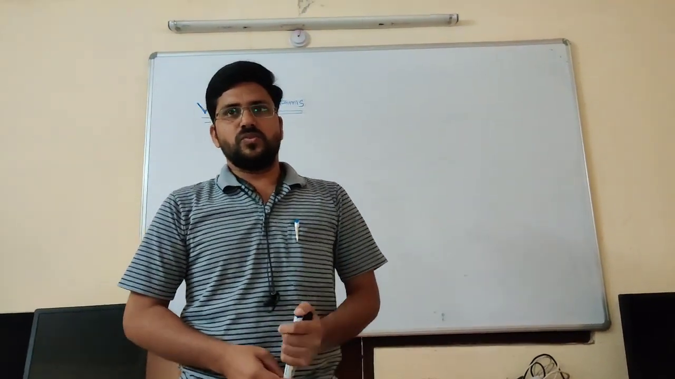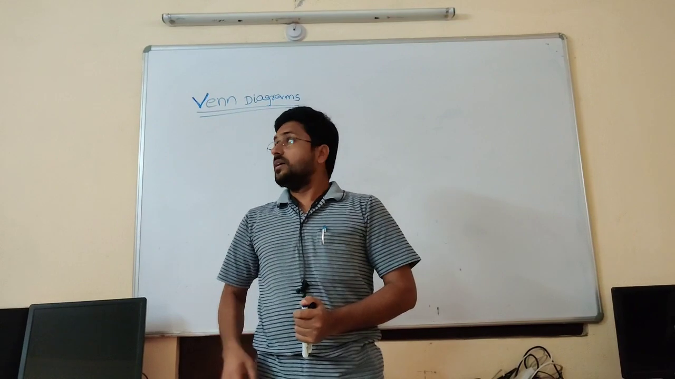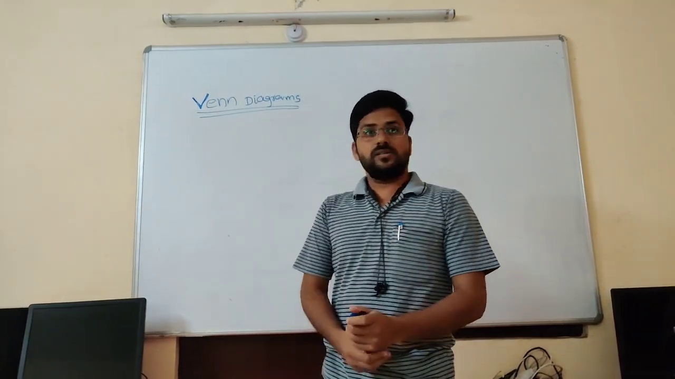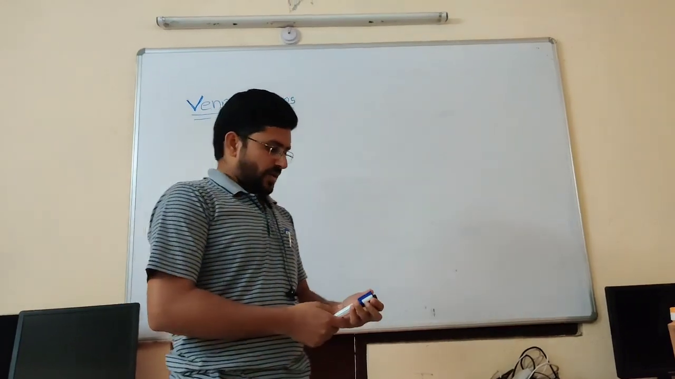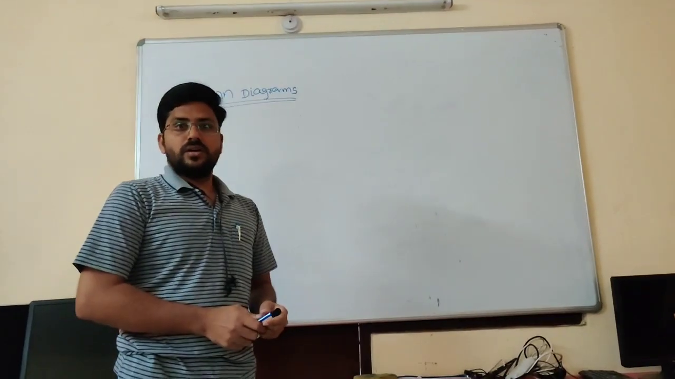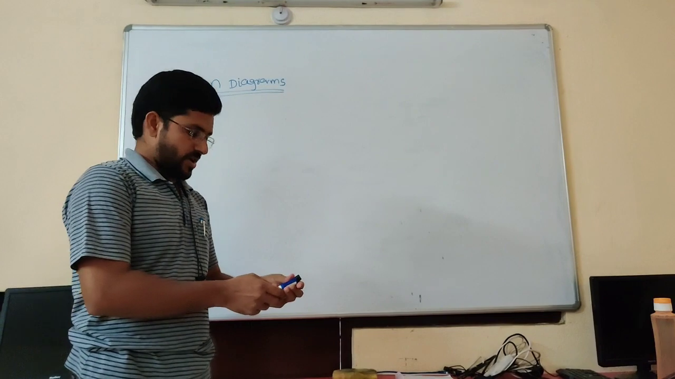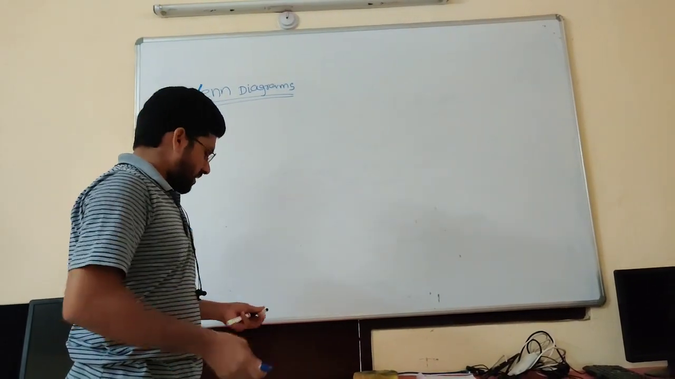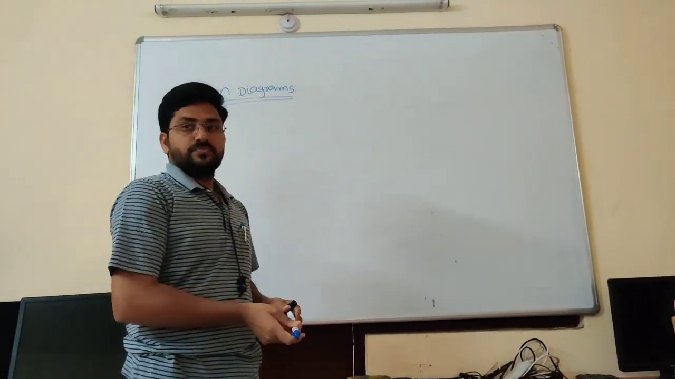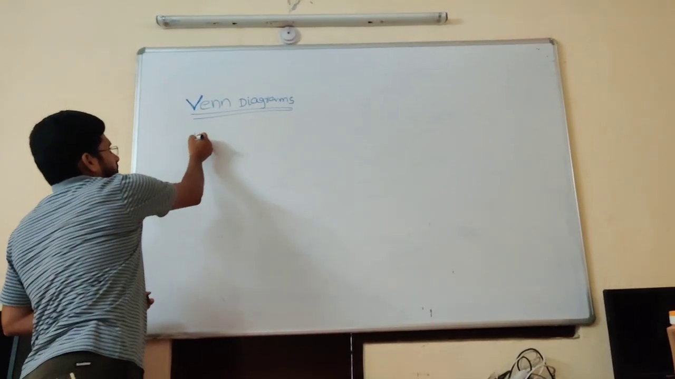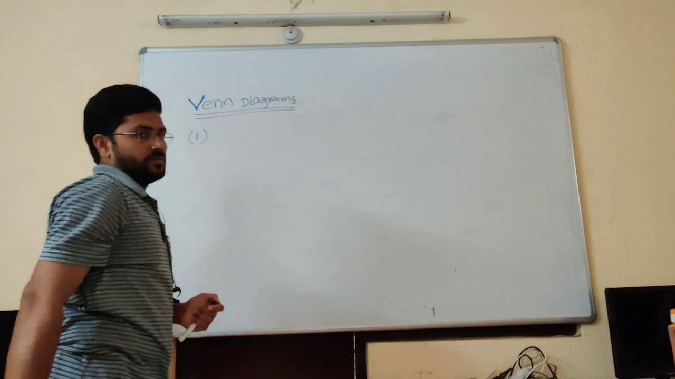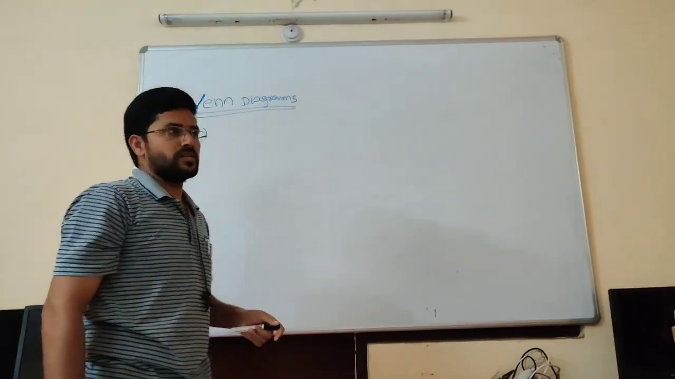Good morning. So we started Venn diagrams. In the last concept we discussed A union B. Now we are going to learn about the A intersection B Venn diagram, and later we can find A minus B also. First I am going to take the Venn diagram for A intersection B.